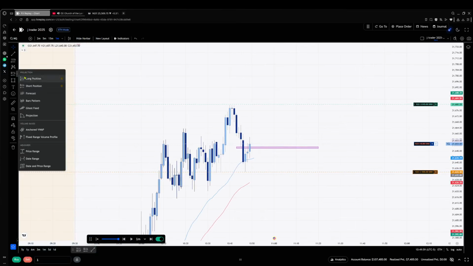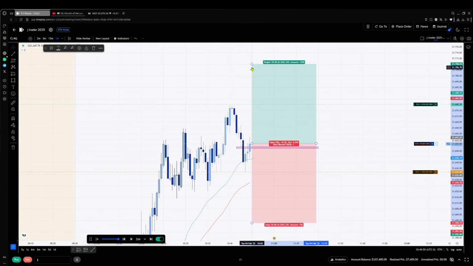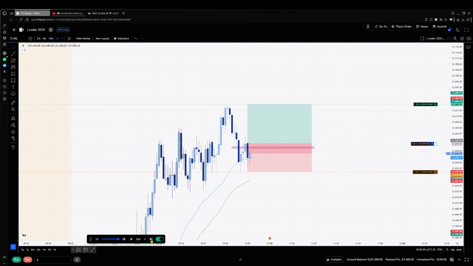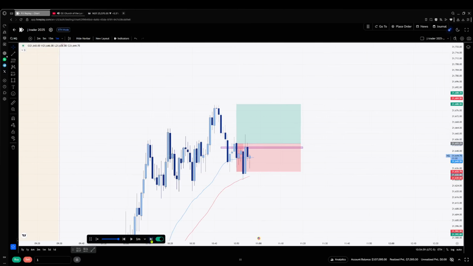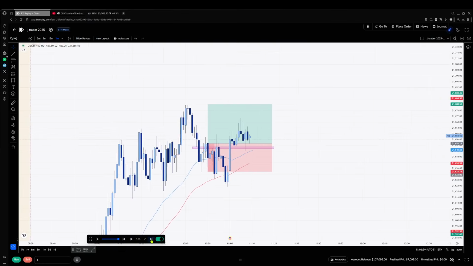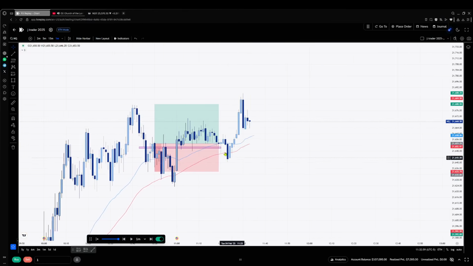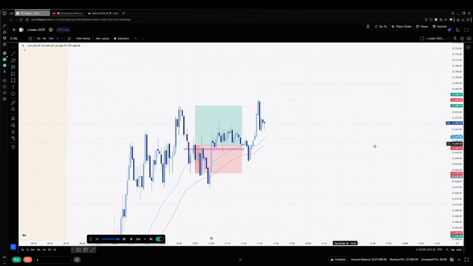This is a 1.4 hour trade. We are out, and then some sort of consolidation, and then TP, and that's it.